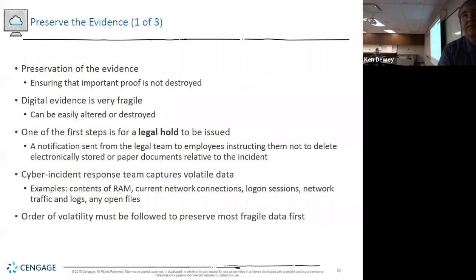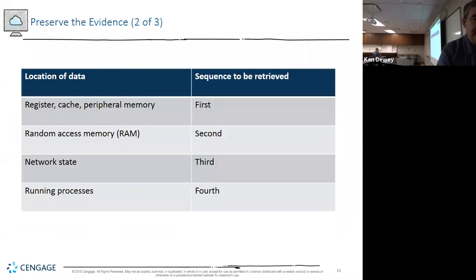Preserve your evidence. We're almost out of time. Okay. Okay, let's see what else. Let's move on. Here it is.